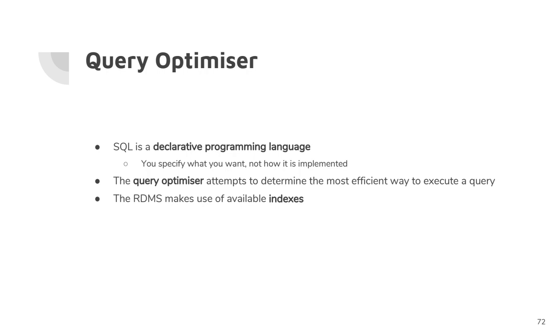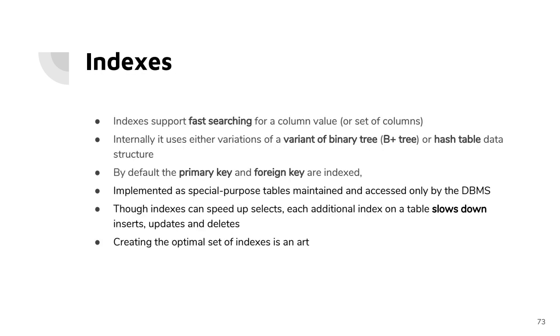It has the role to define a plan, the most efficient way to execute a certain query. And it makes use of indexes. So we'll see what those are. Indexes support fast searching of a column value, and internally it either uses a binary tree or a hash table, like we saw last week. We use a binary tree, called the B+ tree, or a hash table for fast searching of a certain value in a column.